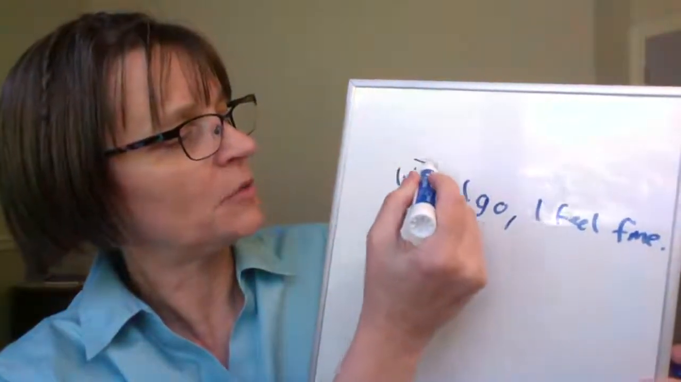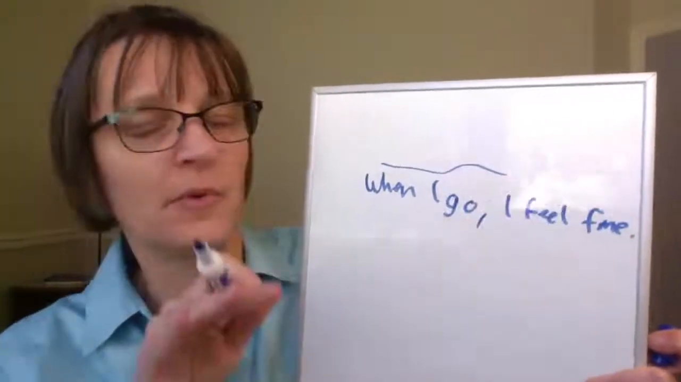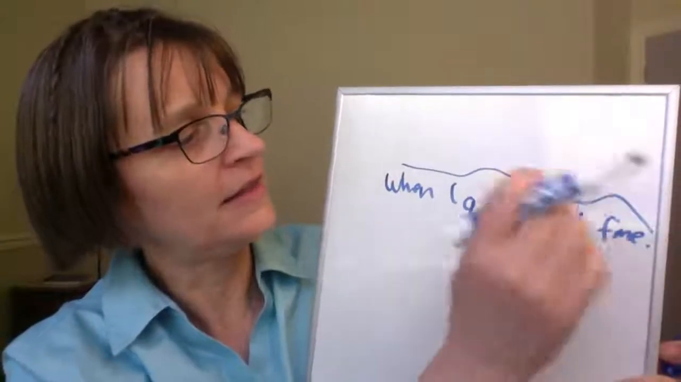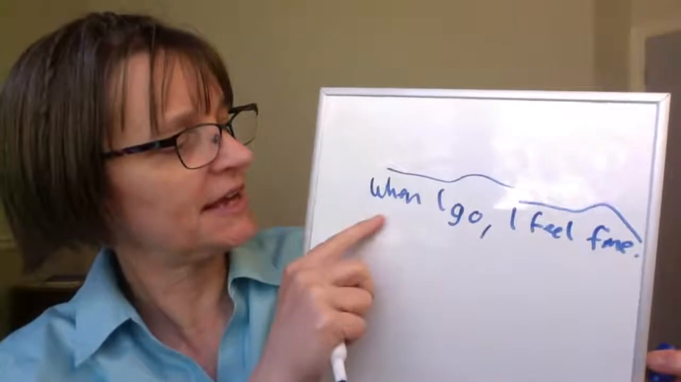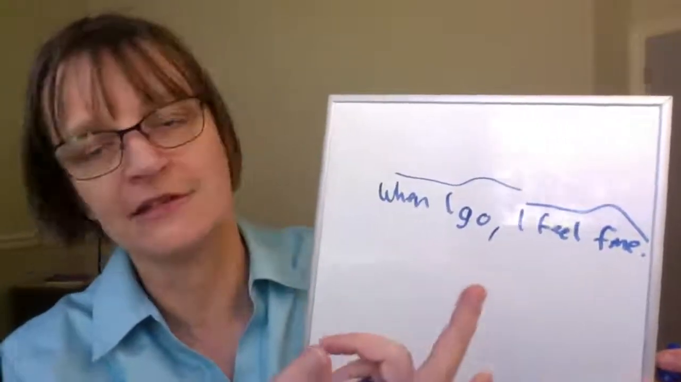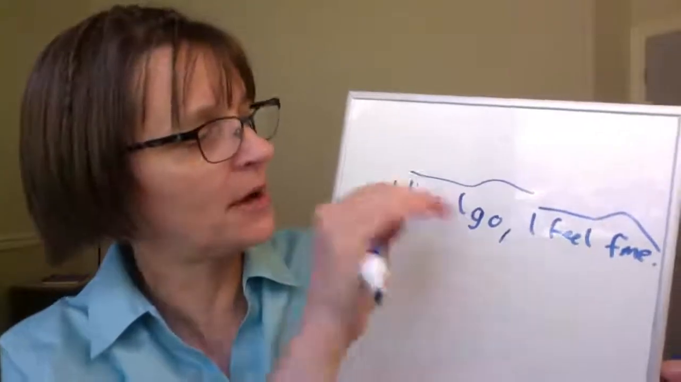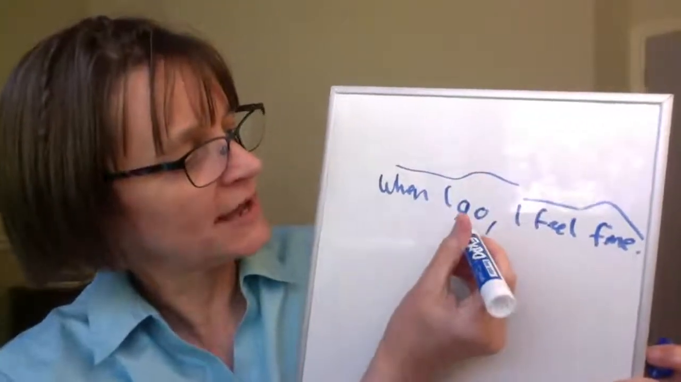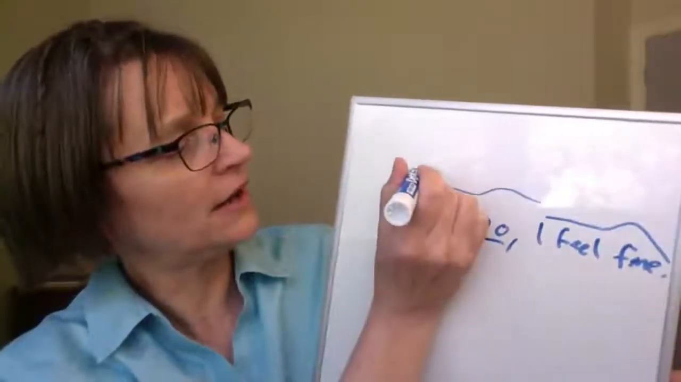We have our main sentence. So we're going to rise up when I go, and then we're not going to drop all the way off because there's more to come. When I go, I feel fine. Then our main drop off comes on "fine." If I was just saying "when I go," I can't say that by itself. It's not a sentence. If I was just saying "I go," I would drop all the way down. But because there's more to come, I rise up to stress the word go, and then I just drop back down.